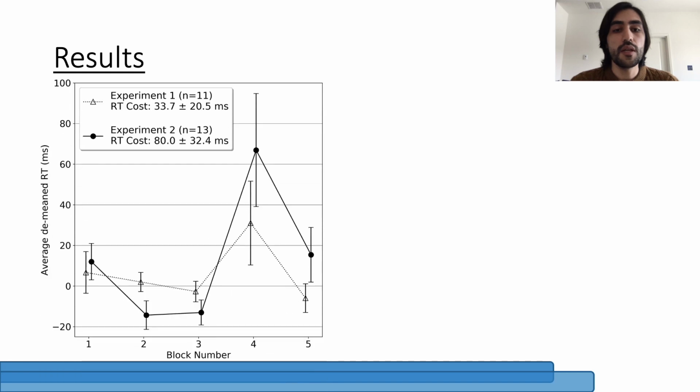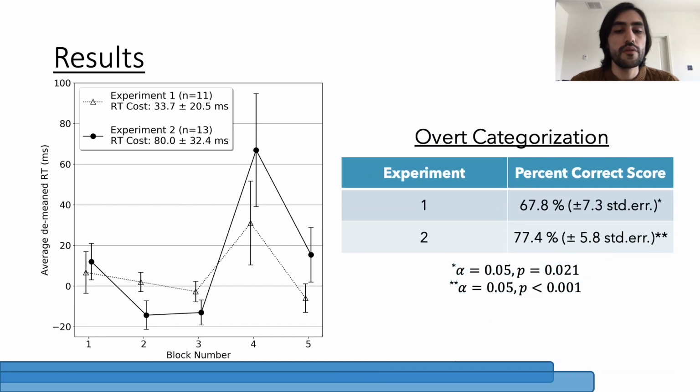We subtracted the mean reaction time of blocks 1, 2, 3, and 5 from each data point to analyze performance relative to this baseline. Both experiments showed the expected trends, with a significant reaction time cost in the second experiment. The results from the overt categorization task were significantly above chance with a better performance on the second experiment.